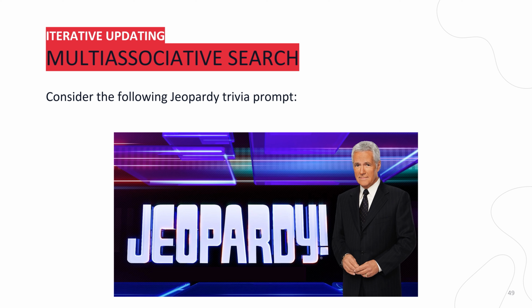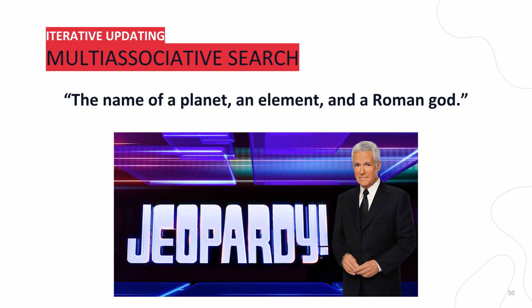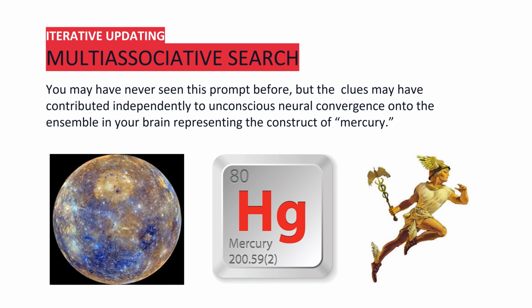Consider the following Jeopardy trivia prompt. The name of a planet, an element, and a Roman god. I'll give you a moment to reflect. Does your brain converge on any one concept? You may have never seen this prompt before, but the clues may have contributed independently to unconscious neural convergence onto the ensemble in your brain representing the construct of Mercury. That's because you've seen instances where Mercury is either a planet, or an element, or a god.